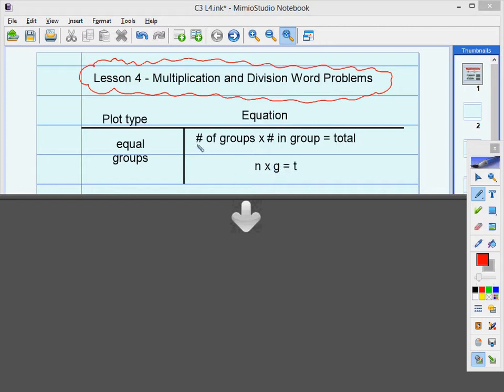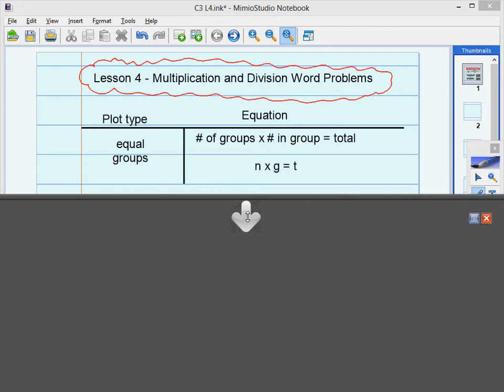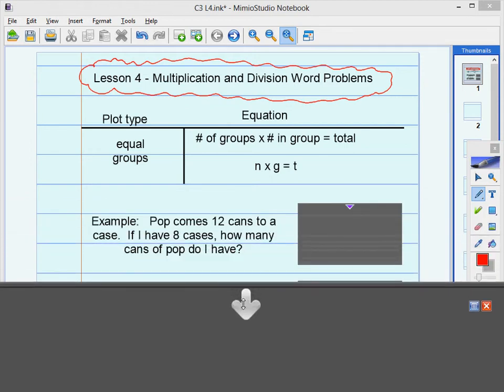Now, if you are not sure which one is the number of groups and which one is the number in the group, that's okay, because the commutative property says that these can be reversed and it will not change your answer. Okay? So, let's look at a problem here.